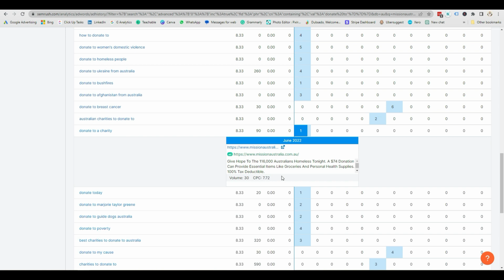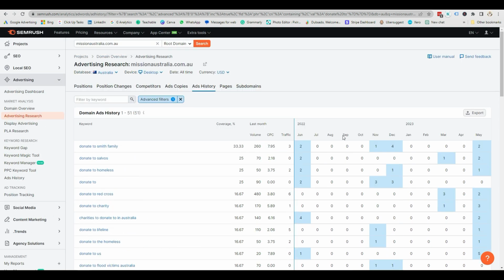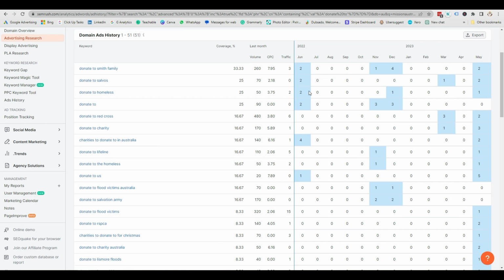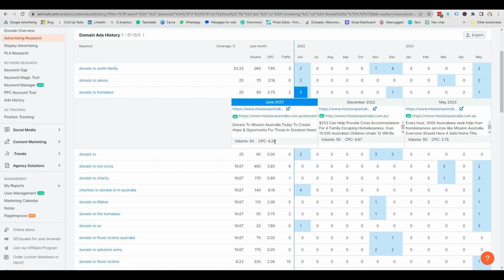So this shows us on average how much the advertiser paid to hold position 1, the cost per click, which is $7.72, almost $8, which sounds about right. That's pretty high. We can go back to that "donate to homeless" up here. We'll click on this. So to hold position 2, the advertiser would have paid around $4.29 for this, about $5.